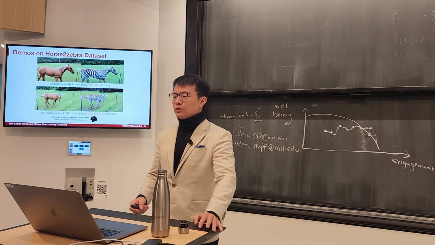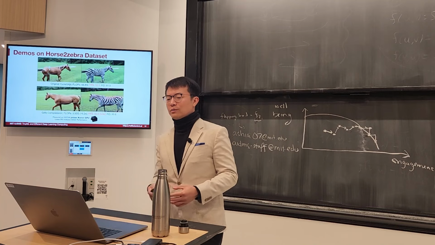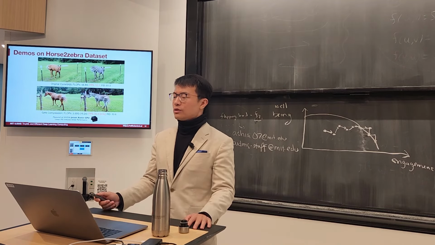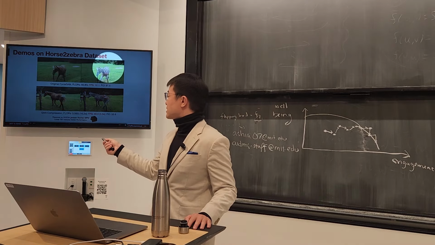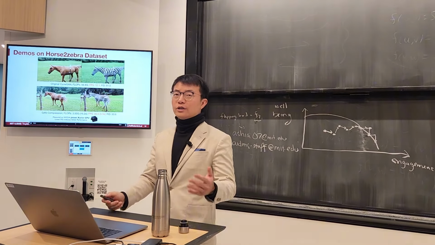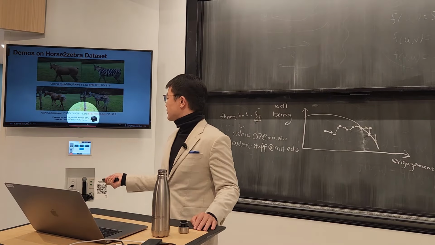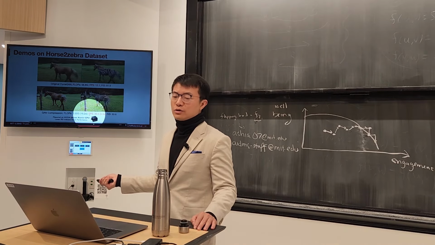So here we have a demo after compression using GAN compression. On the top is the original CycleGAN, which turns a horse into a zebra. Unfortunately, it runs very slowly. This is deployed on a Jetson Xavier GPU, a very small mobile GPU.